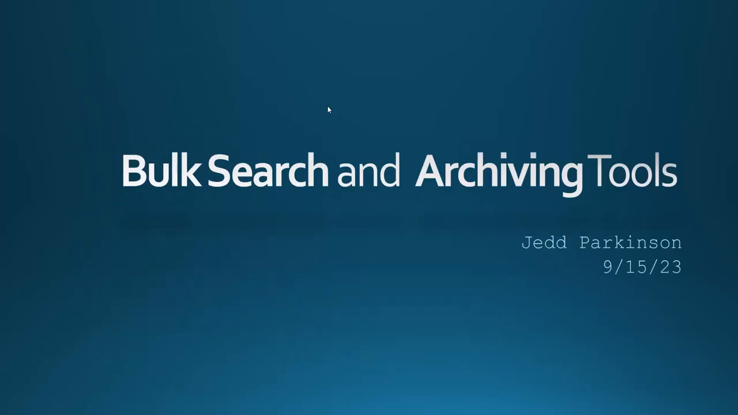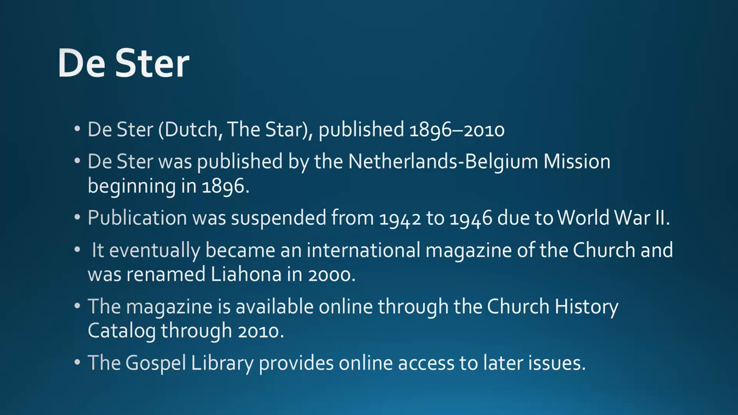Okay, so for my September lesson, I talked about bulk search and archiving tools, and I want to run you through in a video format here, just so you're familiar how to do some of what I talked about there. So I talked about Ster, which is the church mission publication that was published in the Netherlands starting in 1896, and it's now all available online. It's all stored in PDF format, which makes it really useful.